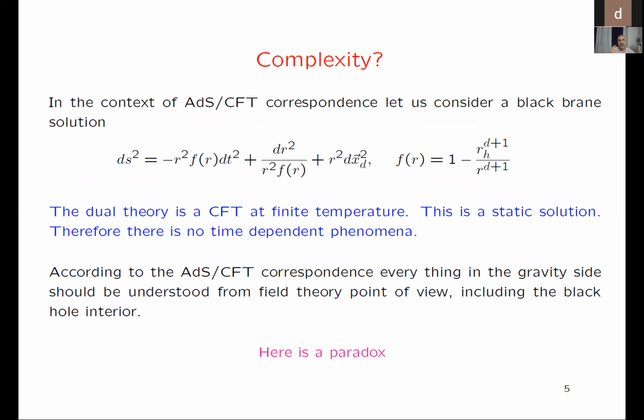To explain why we need some sort of complexity, let me say a few words about a well-known thing in the AdS/CFT correspondence. We might have a black hole, and we know that the black hole could provide a dual description for the conformal field theory at finite temperature. This is a static solution, of course, therefore there are no time-dependent phenomena. According to the AdS/CFT correspondence, everything in gravity should be understood from field theory and vice versa, including the black hole interior. But the system is static.